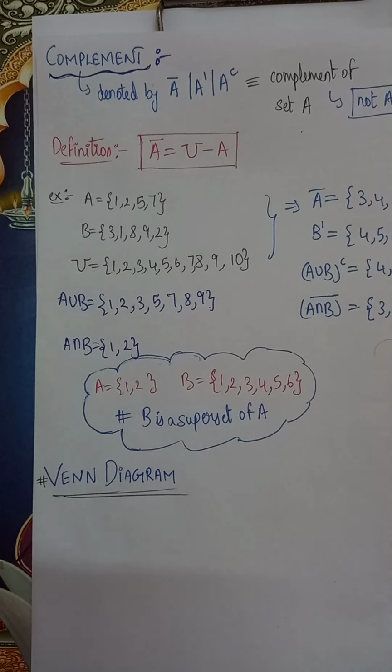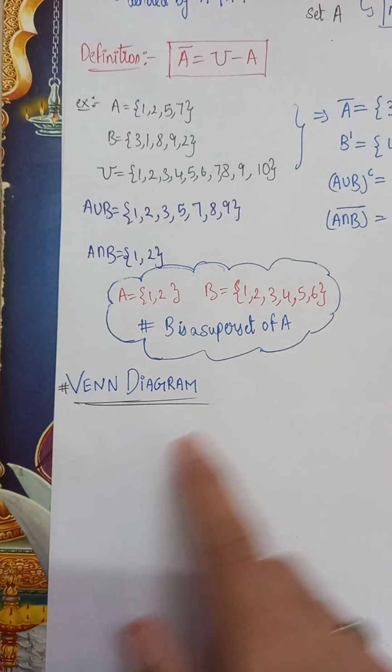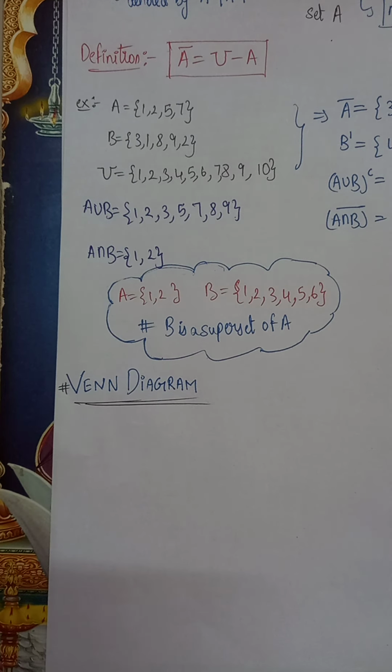In the last lecture, we learned about the complement of a set and a universal set. With that, we've completed all the points and the operations between two sets. So in this lecture, we are going to study what Venn diagrams are and how to draw them. This is an important topic.